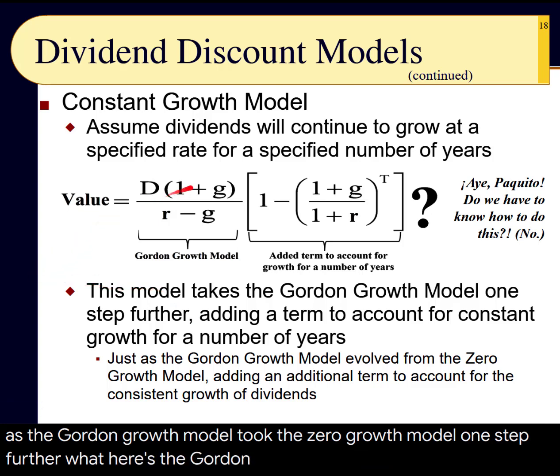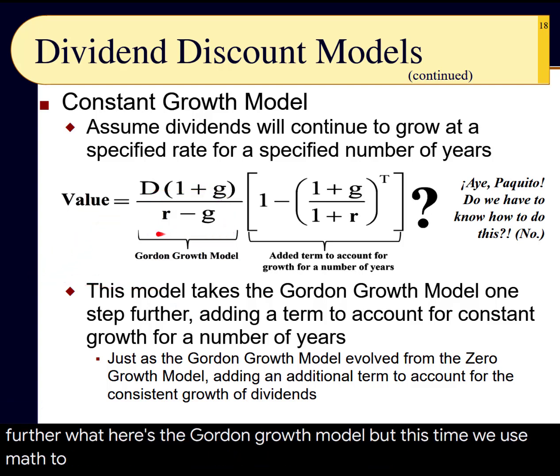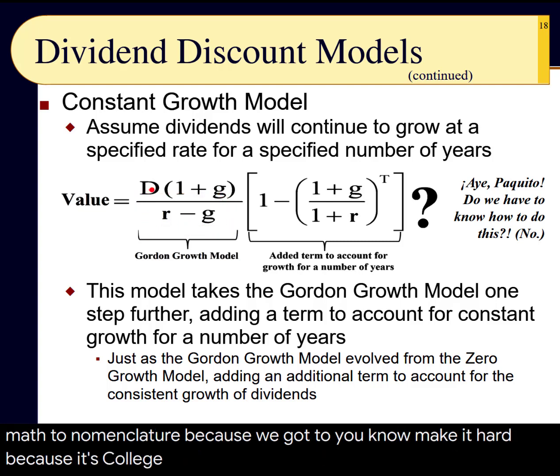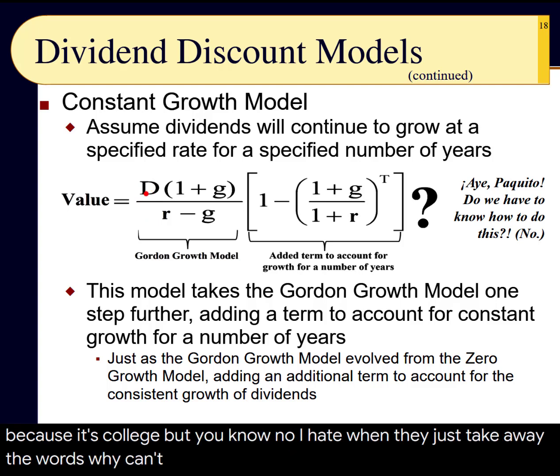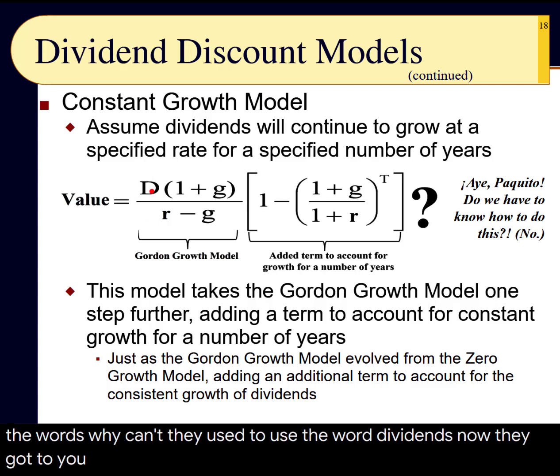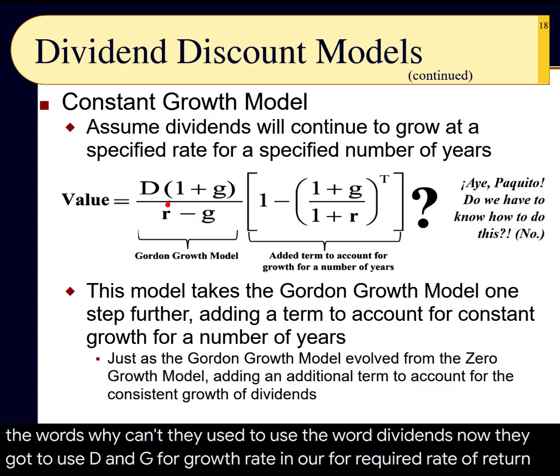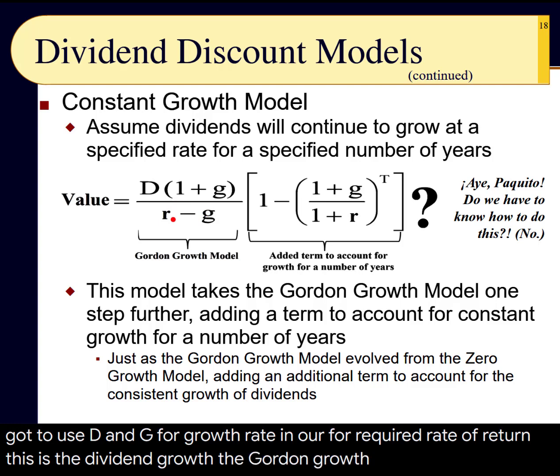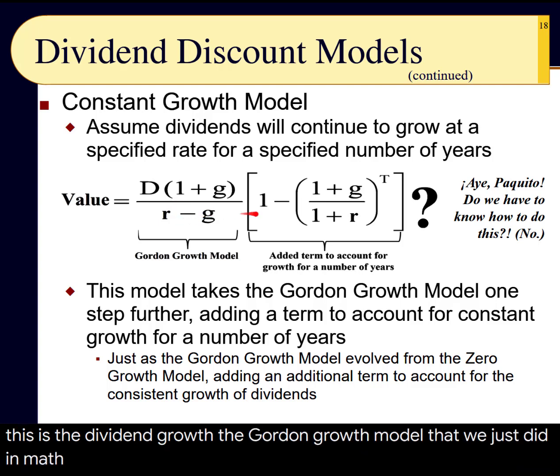Here's the Gordon growth model, but this time we use math nomenclature because we got to make it hard because it's college. But I hate when they just take away the words. Why can't they use the word dividends? No, they got to use D and G for growth rate and R for required rate of return. This is the dividend growth, the Gordon growth model that we just did in math terms.